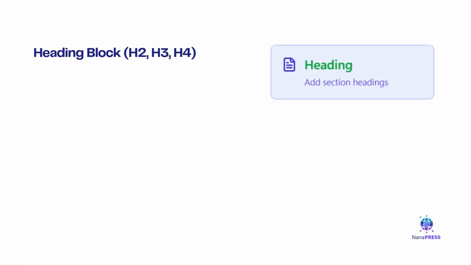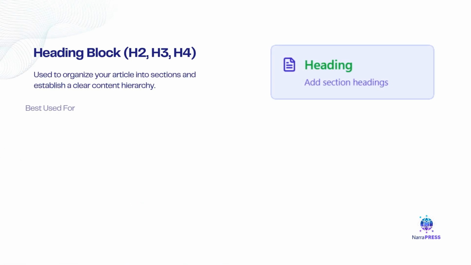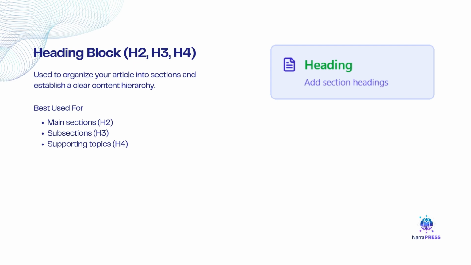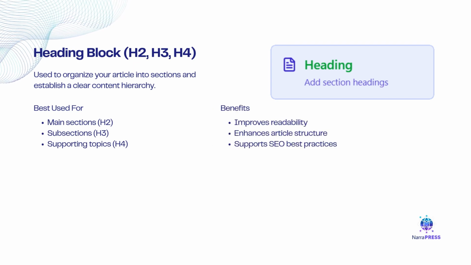Heading block. We'll begin with the heading block. Headings divide your article into logical sections. Instead of presenting readers with one long wall of text, headings create a clear structure that makes your content easier to scan and understand. NarraPress provides 3 heading levels: H2, H3, and H4.